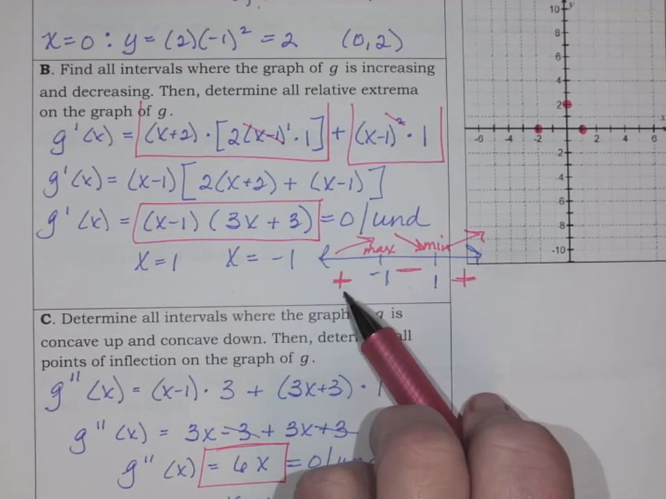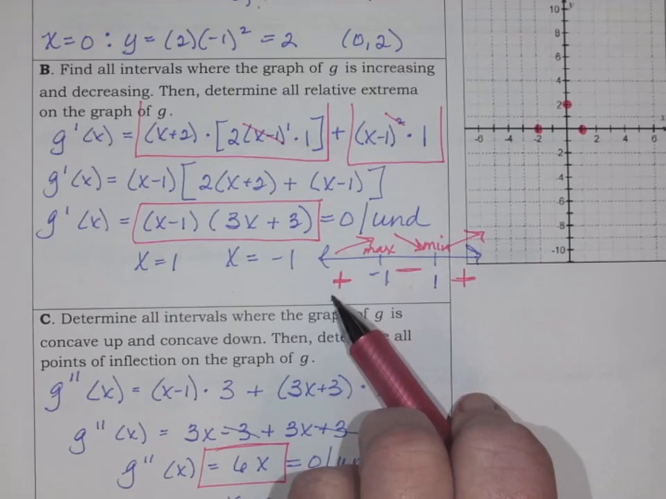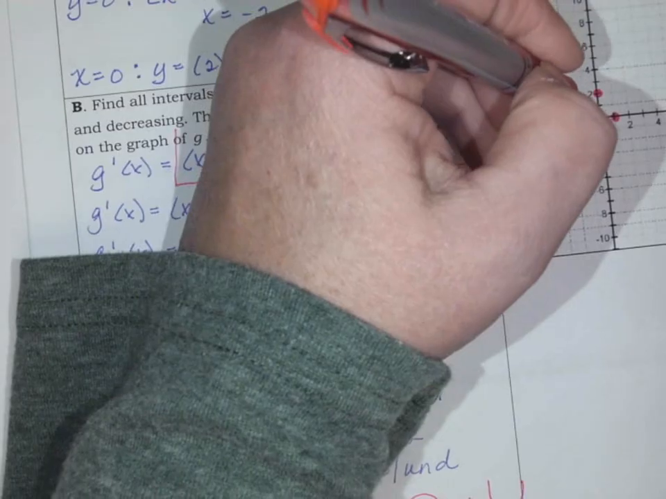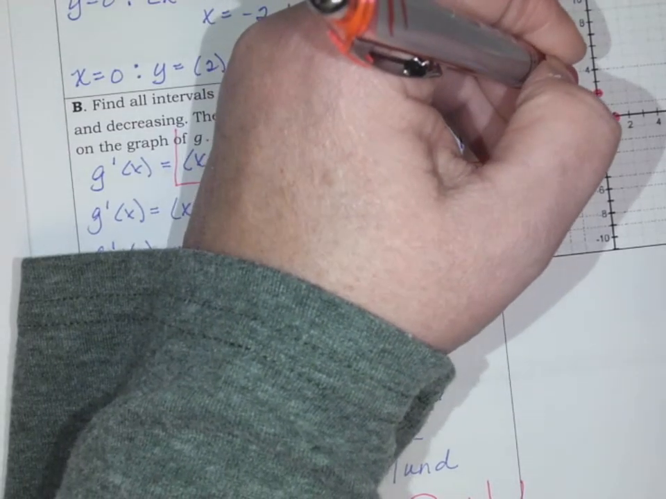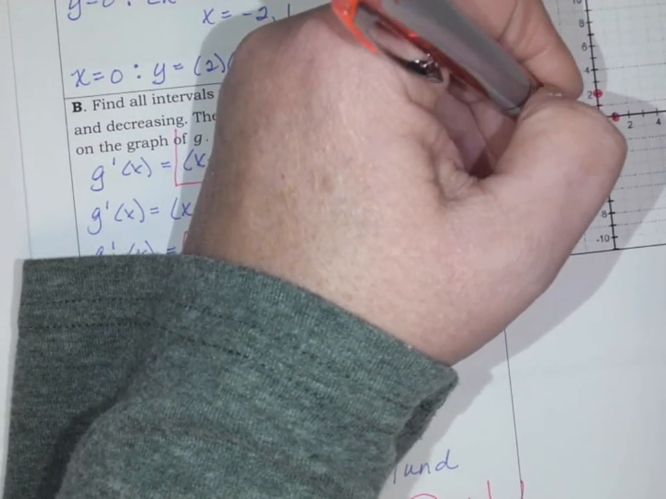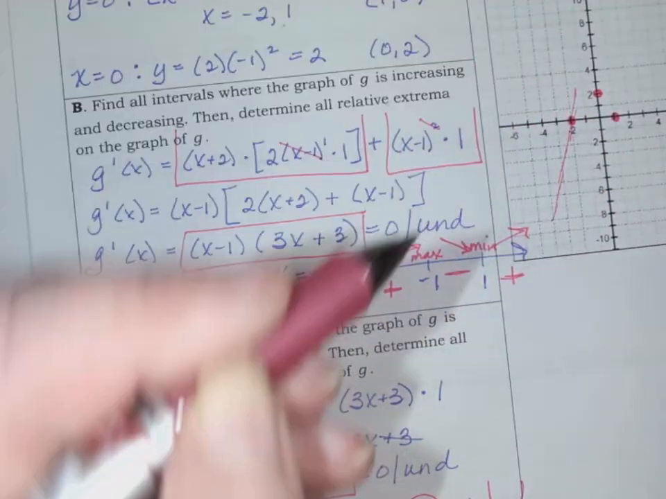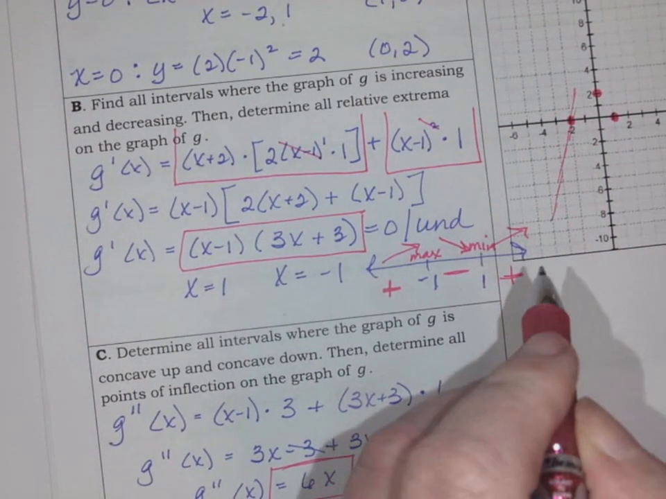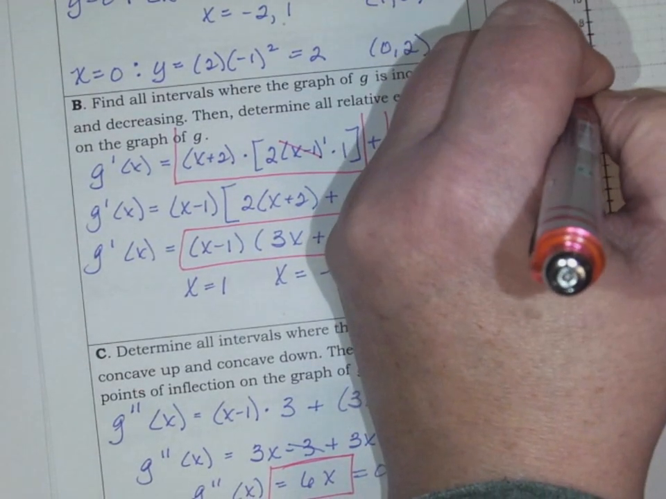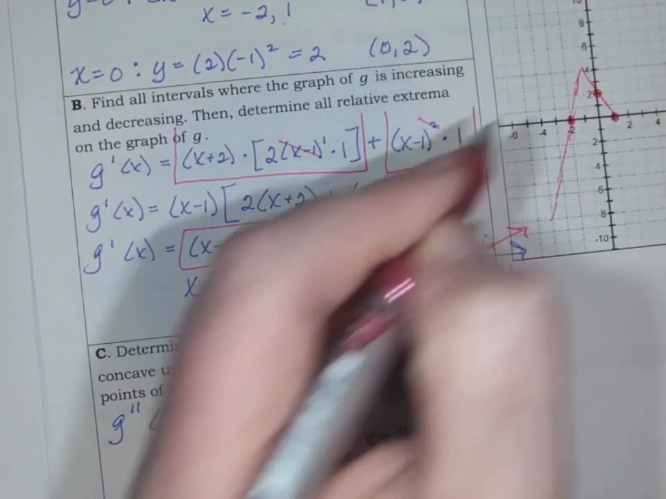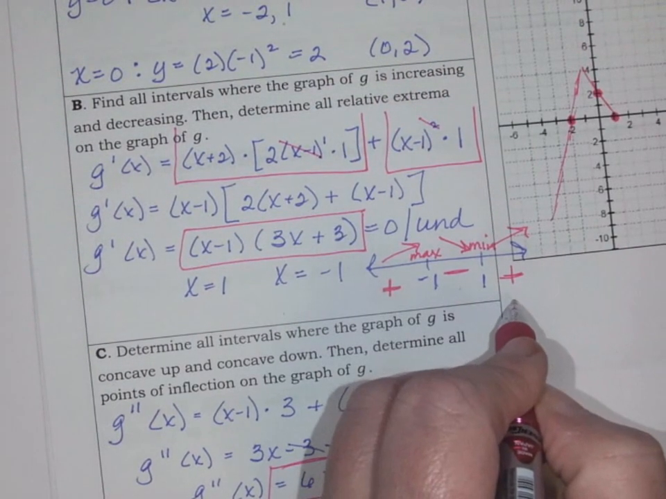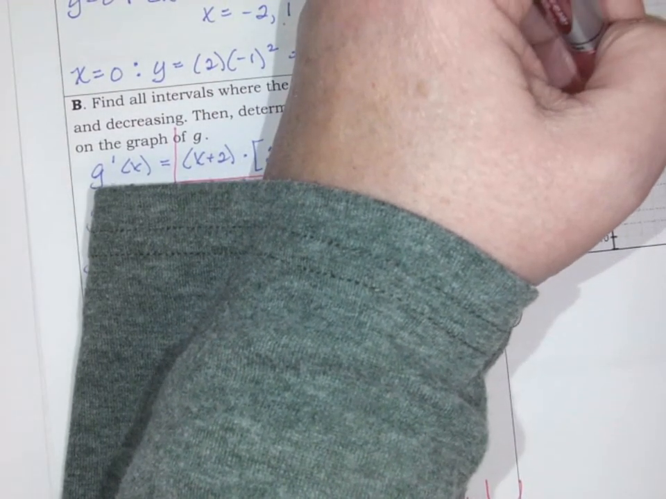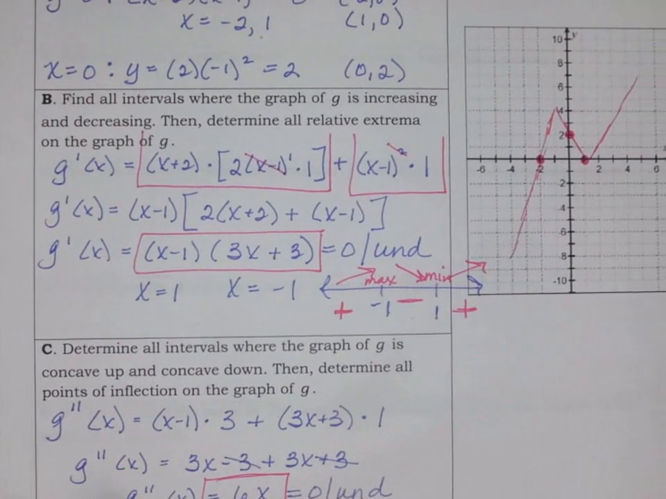And I know that I'm increasing from -infinity to -1. So I have to be increasing up here. I'm just going to draw a straight line for right now. And then I'm going to decrease from -1 to 1. That means I've got to come up here so that I can decrease. And then I'm going to increase beyond 1, so I'm going to come down here. Okay, so that gets my increasing or decreasing.